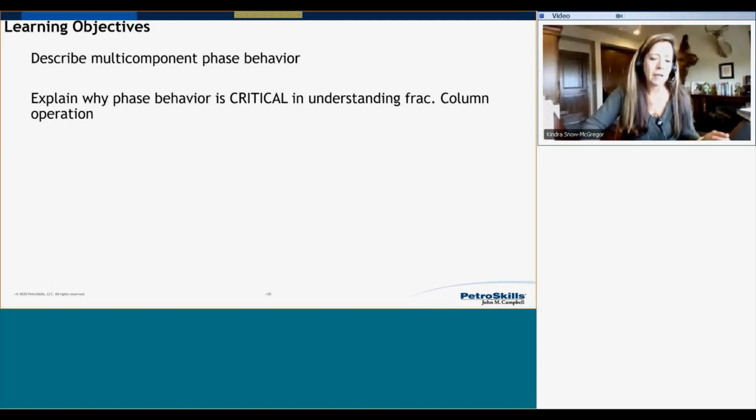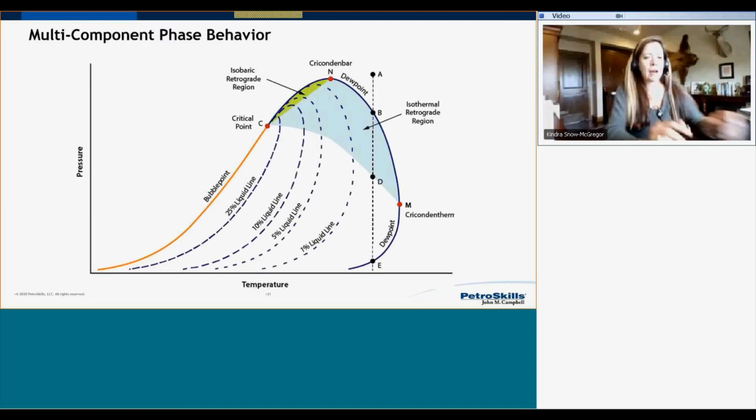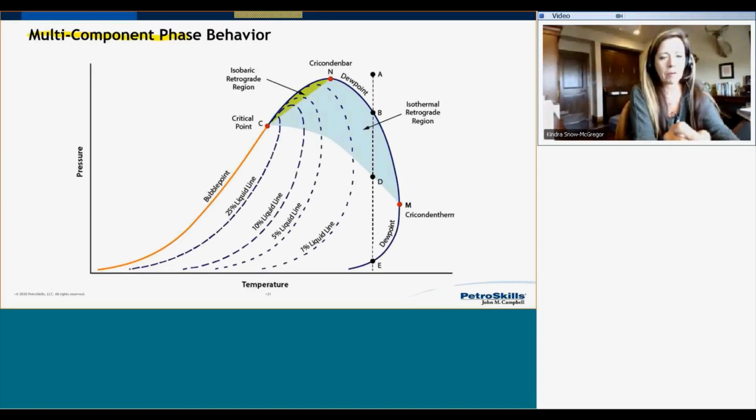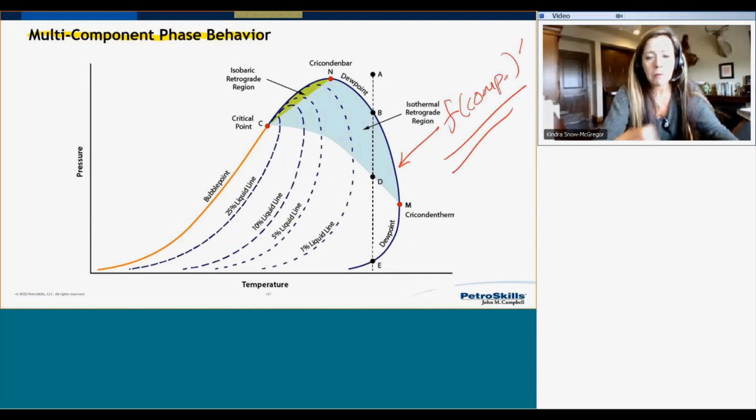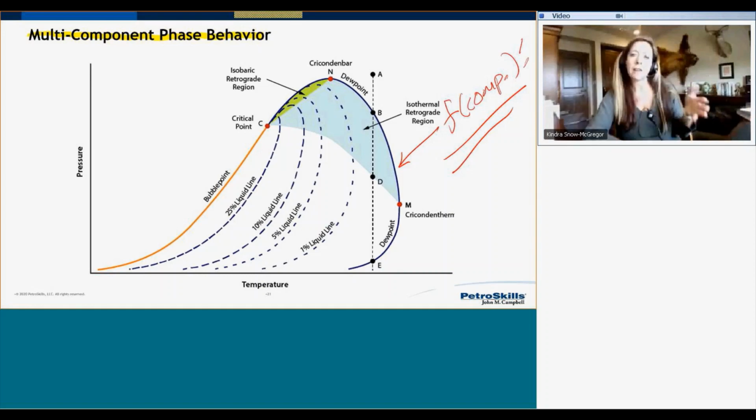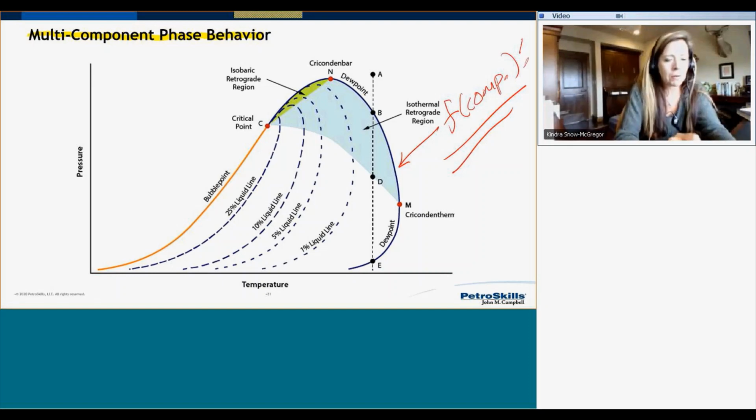All right, so let's take a look first at my multi-component phase behavior. The first thing you need to walk away with is that the shape of this phase envelope is a function of composition only. That's it. If I know my composition, I know my phase envelope. And if I know my phase envelope, I will understand exactly where my process is operating in terms of its qualitative phase behavior. Let's take a look now at the information that we have on this figure.